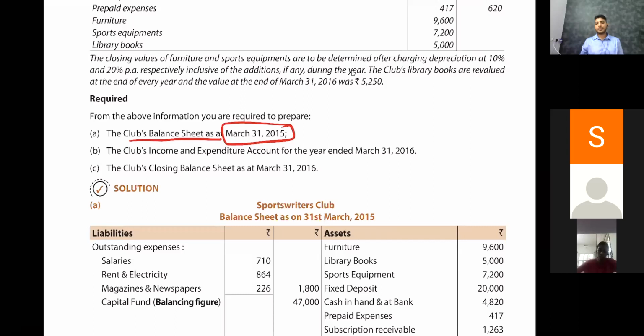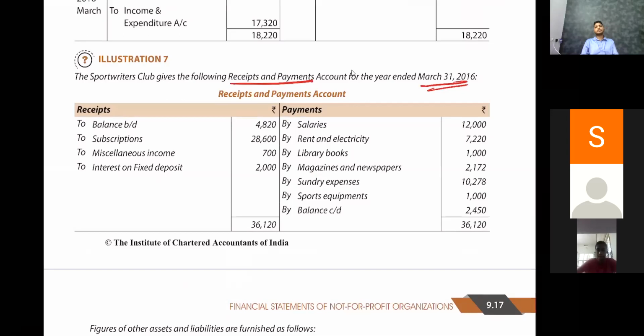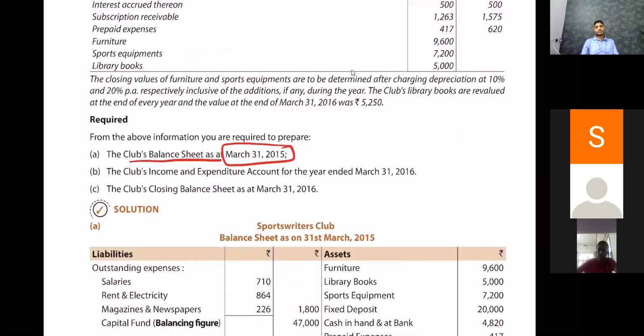They want which one? Opening balance sheet or closing balance sheet? Answer, what do they want? Look at the sum. This is the beginning. They're giving you receipts and payment account as on 31/3/16. They're asking you, what is the first requirement? First requirement is opening, give us the opening balance sheet. That is the first requirement.